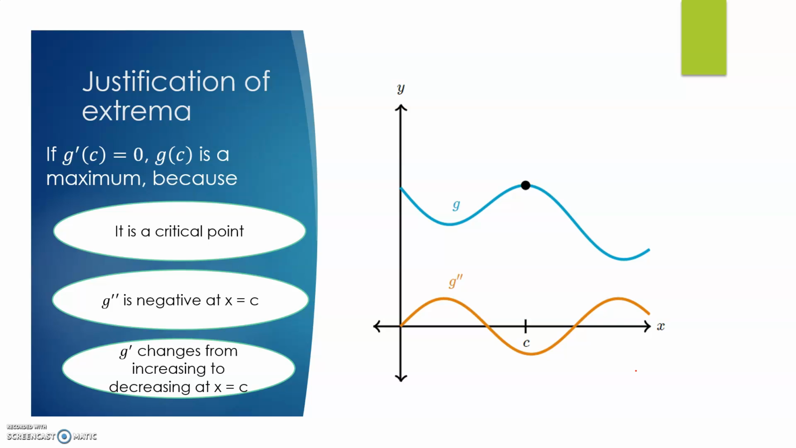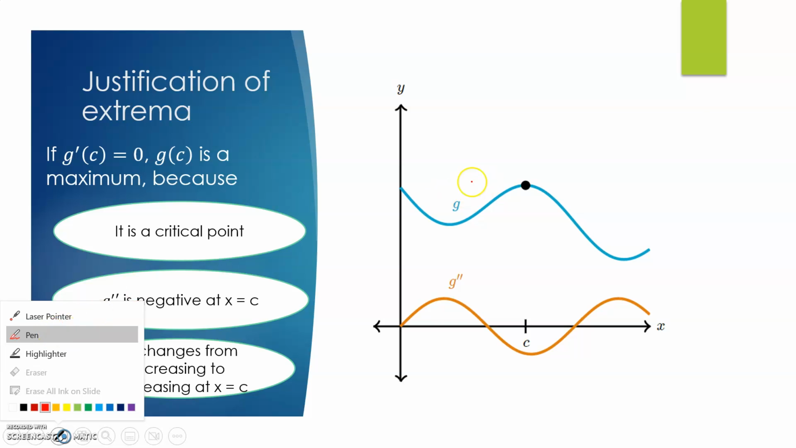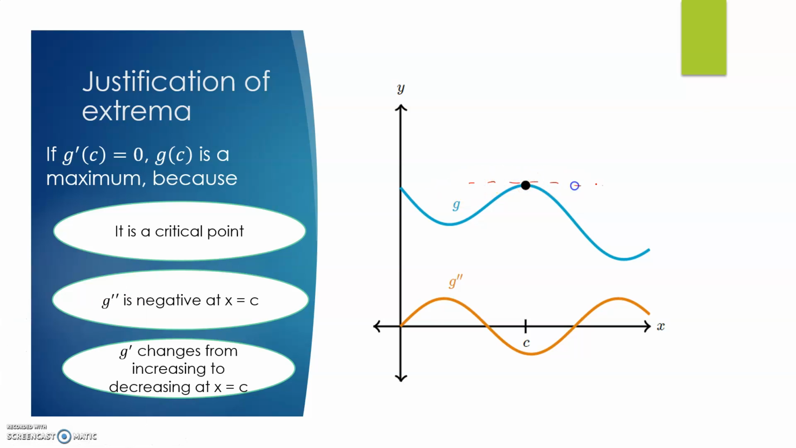I can also use the second derivative to justify a maximum or a minimum. If I know that I have a horizontal tangent line at x equals c, that means g prime is equal to 0, then I can justify that g of c is a maximum if I can also show that the second derivative is negative at that point. That tells me that I have both a horizontal tangent line and concave down like a frown, so it would have to be a maximum.